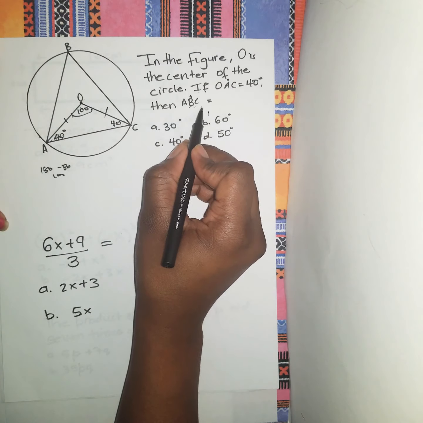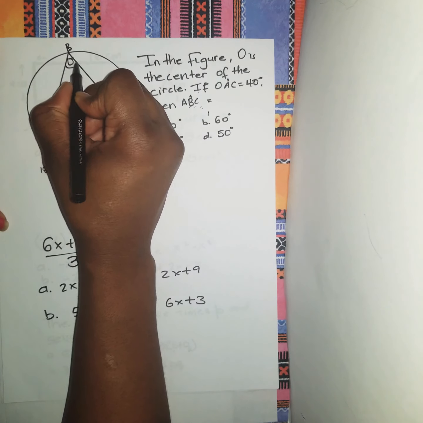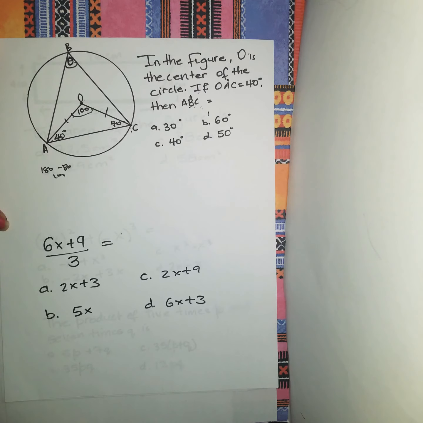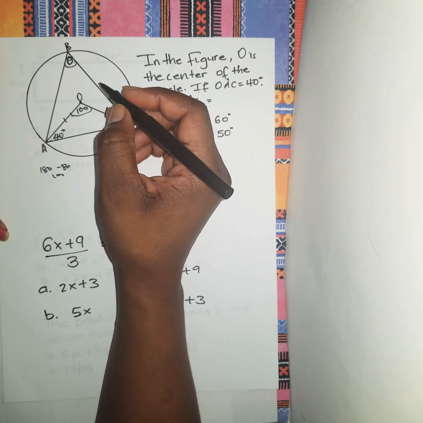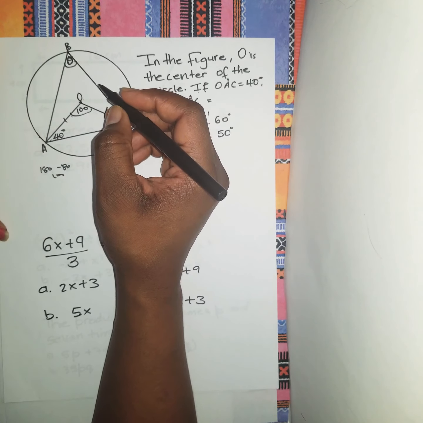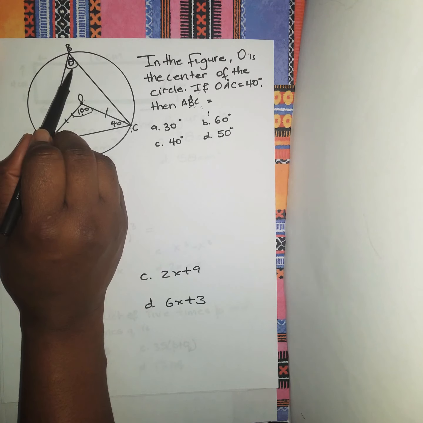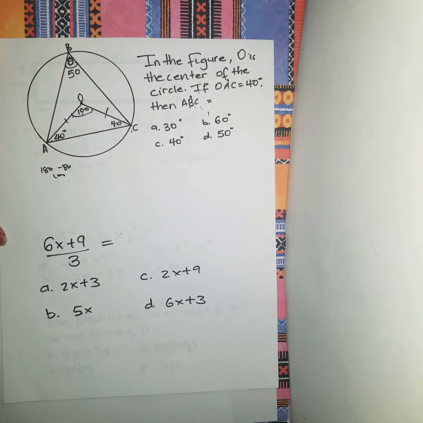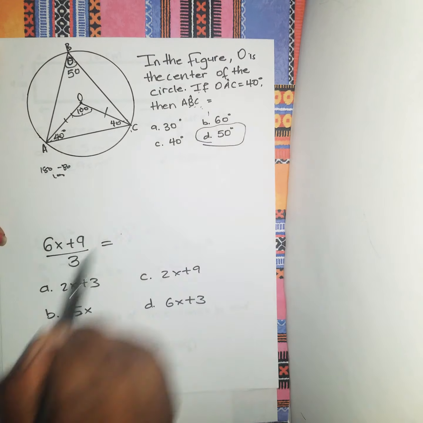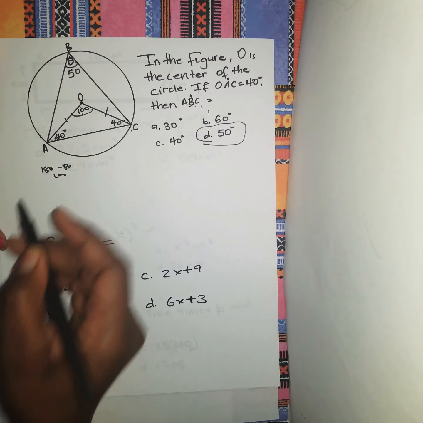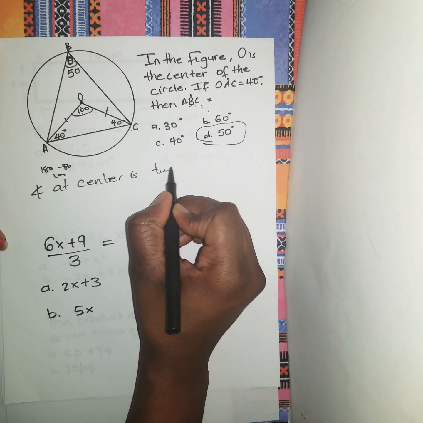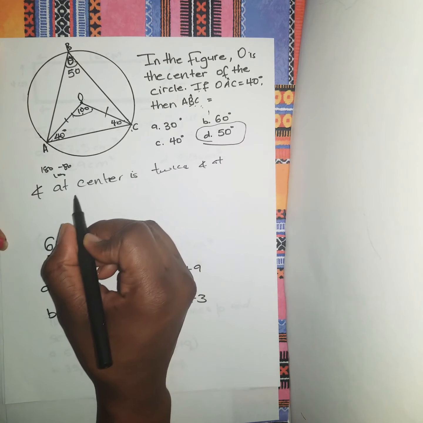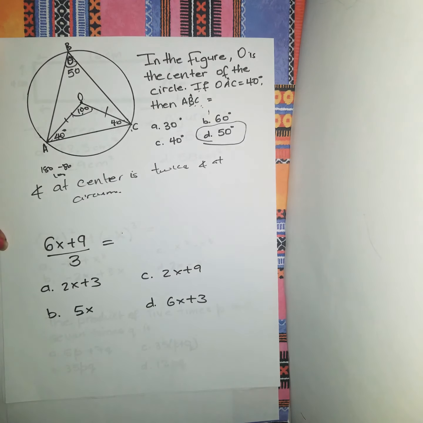So to find ABC, this angle here, I'm going to use theta to mark it. We're going to have to remember the rule that says the angle at the center is twice the angle at the circumference. So if this angle here is 100, the angle up here is going to be 50. So it's half of it, and that's how we get the answer to be 50. Pretty simple, guys. Once you know the rule that says the angle at the center is twice the angle at the circumference, we can't go wrong.